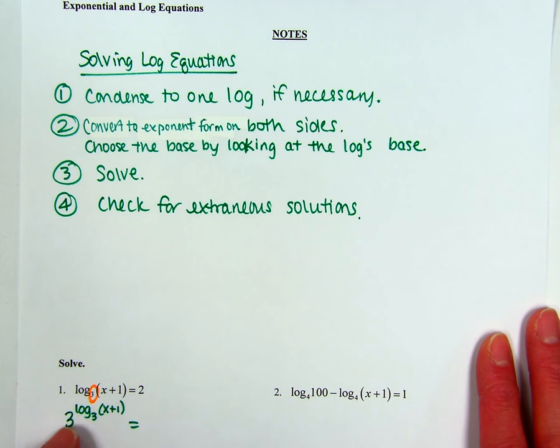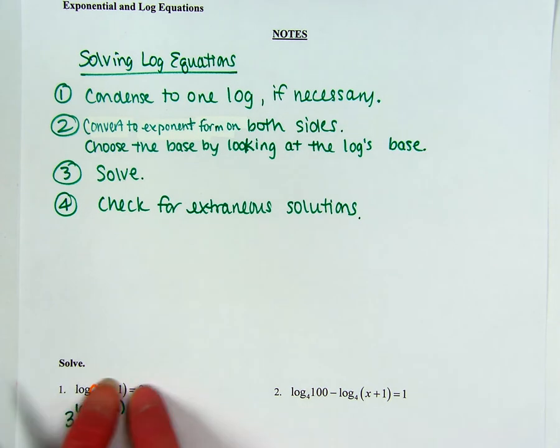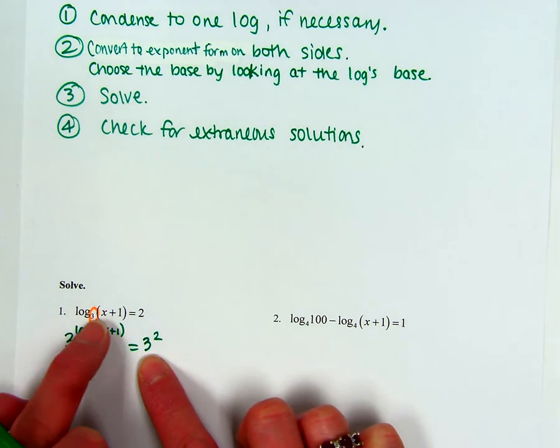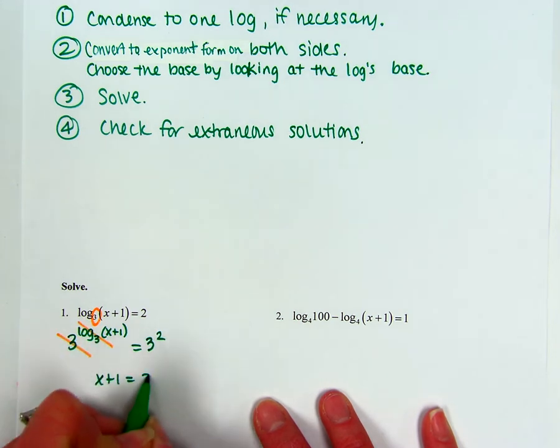And since I did that on the left side, I have to do the same thing on the right side, so 3 squared. Okay, so all I did was these become my exponents and my bases are 3. And I didn't just randomly pick the number 3, I picked it because that log has a base of 3. All right, so now if you remember your rule from a few days ago, if you have 3 with log base 3, these cancel each other out. So all that's left is x plus 1 equals 3 squared.